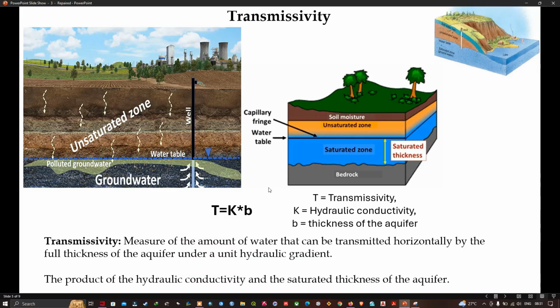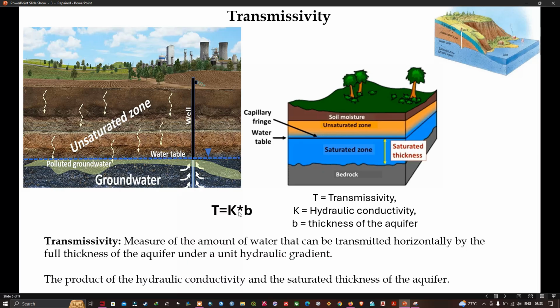thickness of the aquifer. As we said before, the unit of hydraulic conductivity is meter per day, and the unit of the saturated thickness is meter. So the unit of transmissivity is meter square per day, and the transmissivity is represented by this formula: transmissivity equals the hydraulic conductivity multiplied by the full thickness of the aquifer.